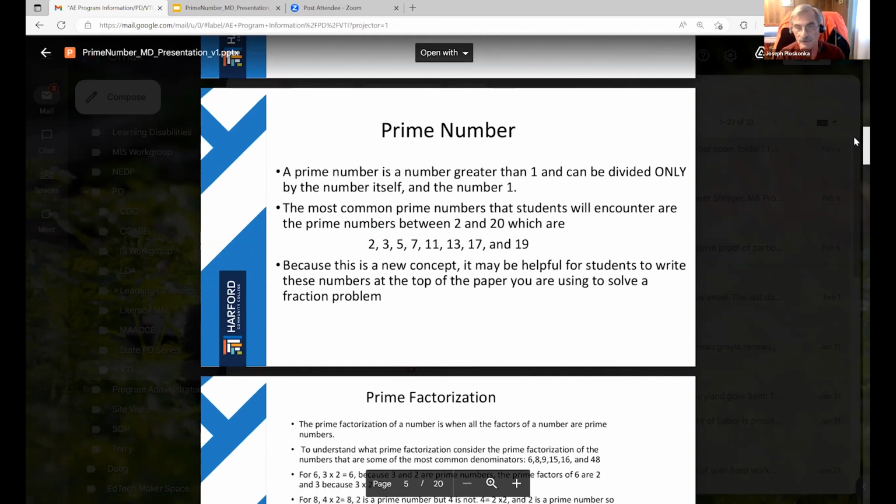As you know, a prime number is a number that can only be divided by itself and one. For the kinds of problems that we deal with for adult students, basically the only prime numbers they need to know are the prime numbers between 2 and 20. Those numbers are 2, 3, 5, 7, 11, 13, 17, and 19. Because this is a new concept, what I have students do is write these numbers at the top of their paper, so as we're learning how to do the bucket process and prime factorization, they know what a prime number is. Okay, next slide.